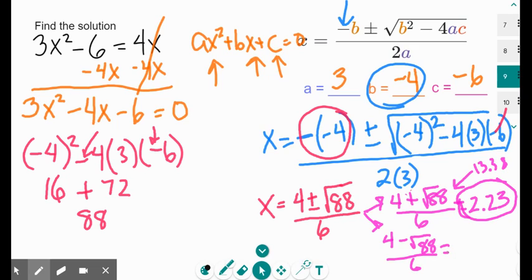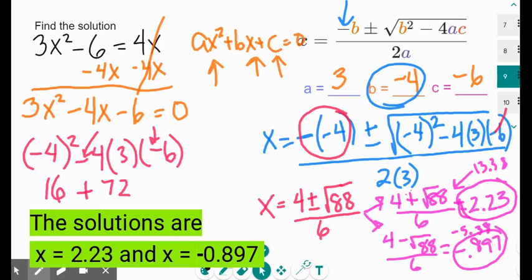Now let's do the other one. We have 4 minus square root of 88. Make sure you hit equals at the end of it. I got -5.38, and then divide by 6, and that gives me -0.897. So my two answers are 2.23 and -0.897.